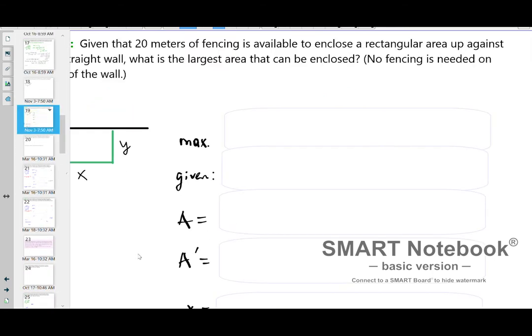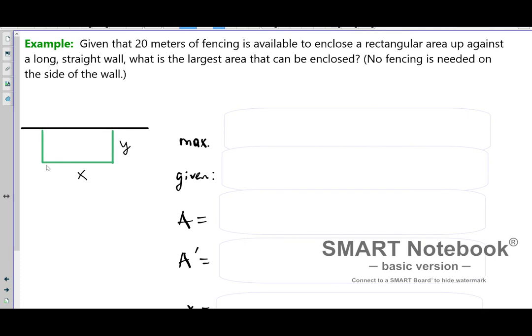And so for this one, we have fencing on 3 sides of a rectangular field, but on the 4th side, there is a wall, and we don't need fencing on that side. And we're given that 20 meters of fencing is available to enclose this rectangular shape, where one side will be the wall and the other 3 sides are made up by the fence. The question is, what is the largest area that can be enclosed?